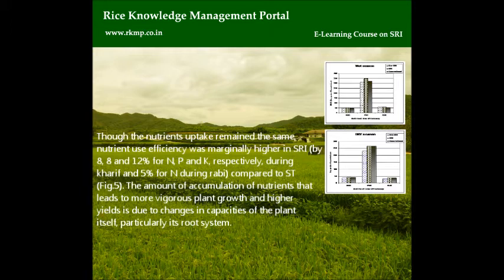Though the nutrient uptake remained the same, nutrient use efficiency was marginally higher in SRI by 8 and 12% for nitrogen, phosphorus, and potassium respectively during Kharif, and 5% for nitrogen during Rabi, compared to ST, Figure 5. The accumulation of nutrients that leads to more vigorous plant growth and higher yields is due to changes in capacities of the plant itself, particularly its root system.